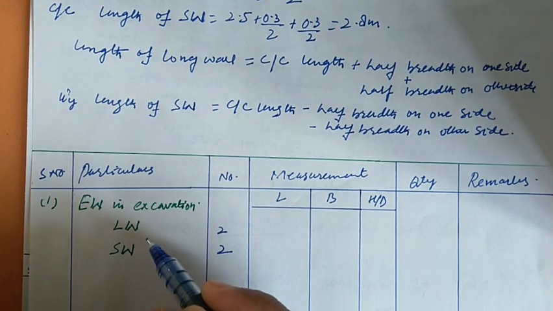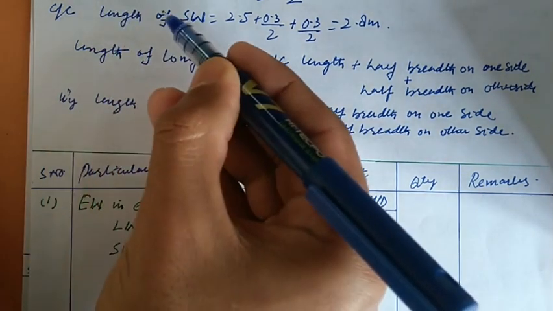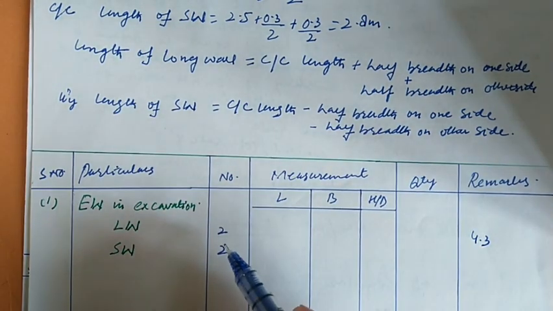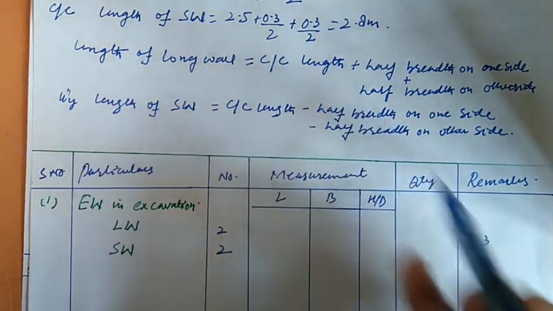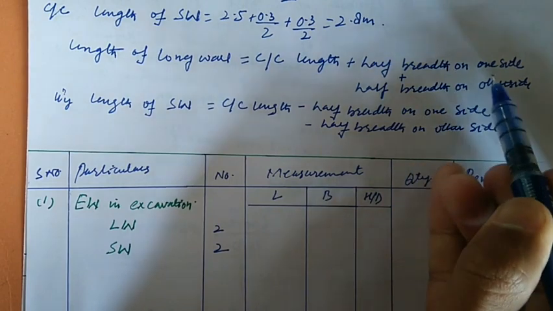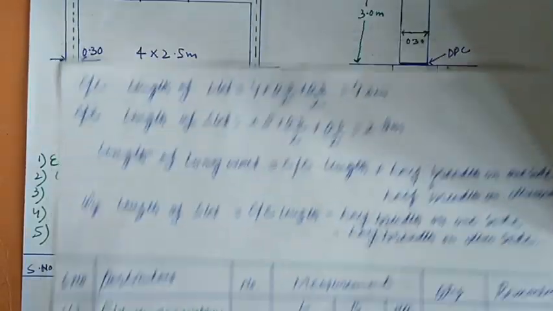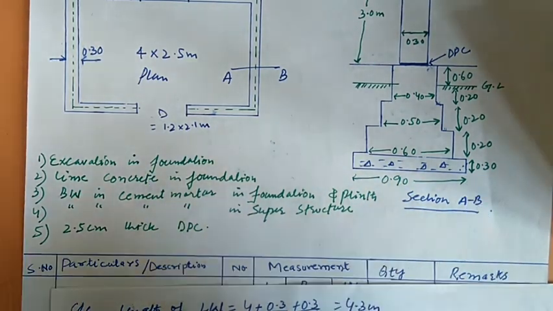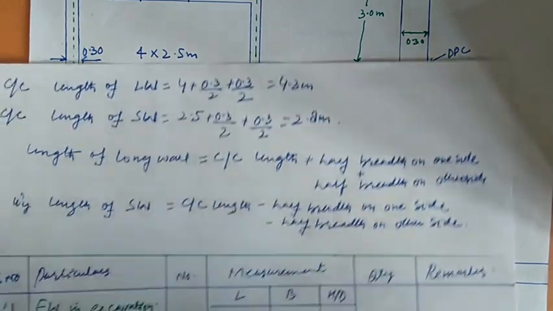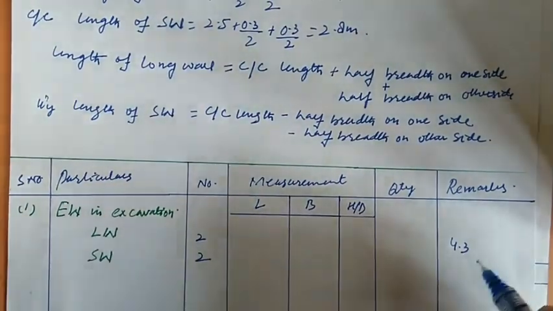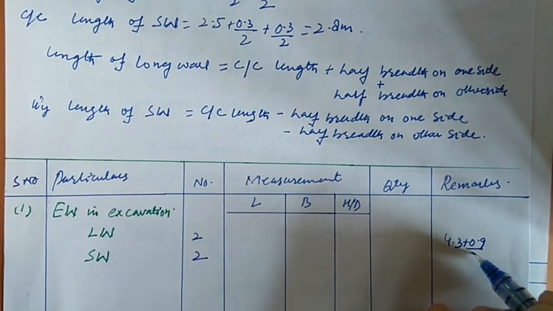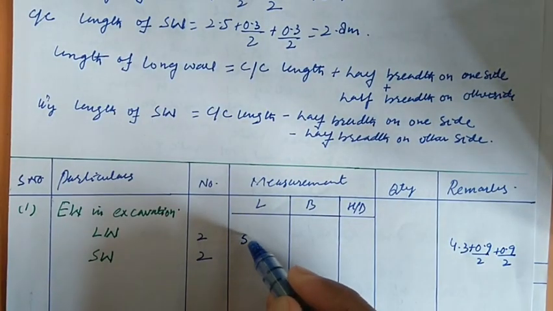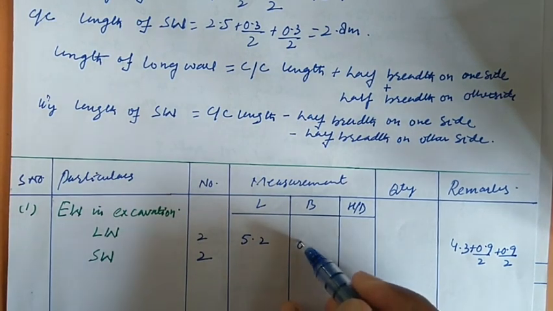The center to center length of the long wall is 4.3. So if we have to find the length of the long wall, we know it is the center to center length, that is 4.3 plus half breadth on one side plus half breadth on other side. It means we are doing the earthwork in excavation, the breadth is 0.9, so we have to add 0.9 half plus 0.9 half, it will be 5.2. The breadth is 0.90.